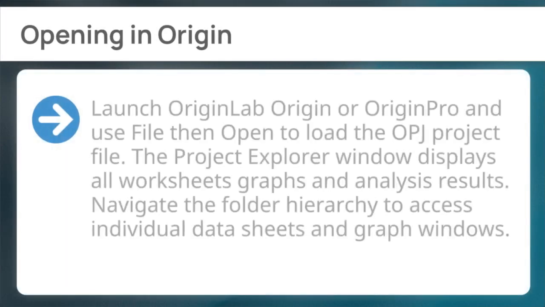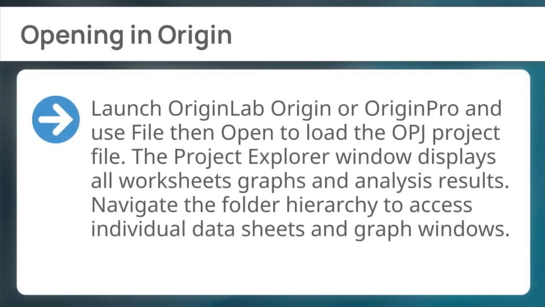First, opening in Origin. Launch OriginLab Origin or Origin Pro and use File, then Open, to load the OPJ project file. The Project Explorer window displays all worksheets, graphs, and analysis results. Navigate the folder hierarchy to access individual data sheets and graph windows.